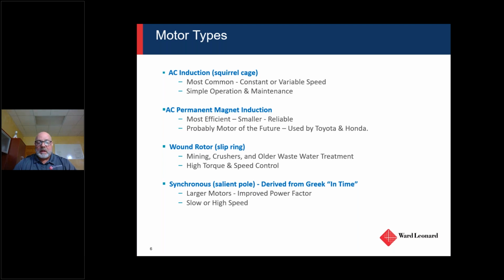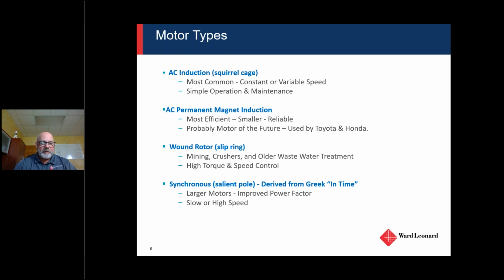That's one of the side benefits, which is nice. And they give a lot of torque, a lot of power at a very slow speed. So when you're talking about a large reciprocating compressor that needs to turn about 300 or 400 RPM but puts out 10,000 CFM, typically it's going to be a synchronous motor doing that.